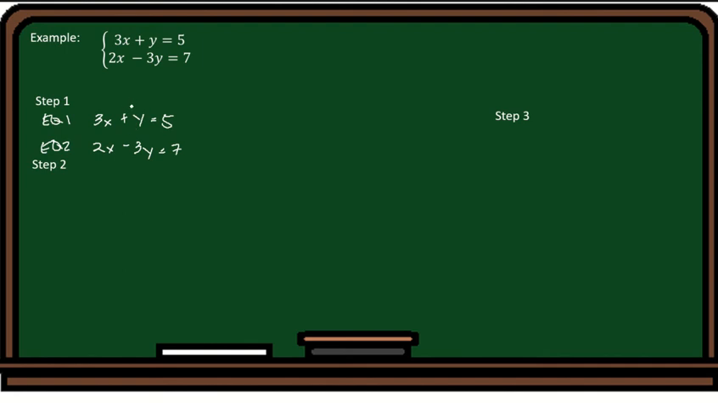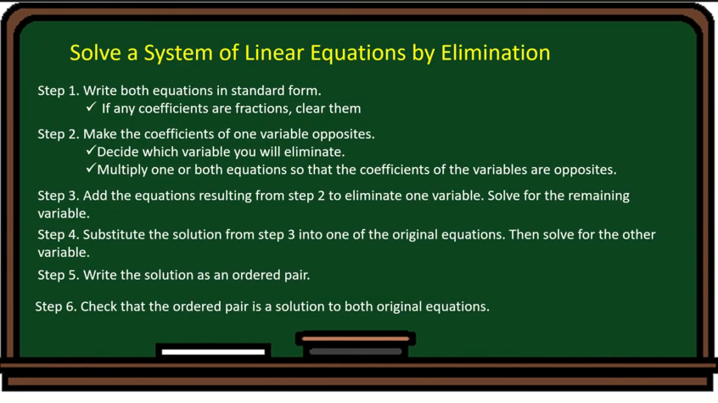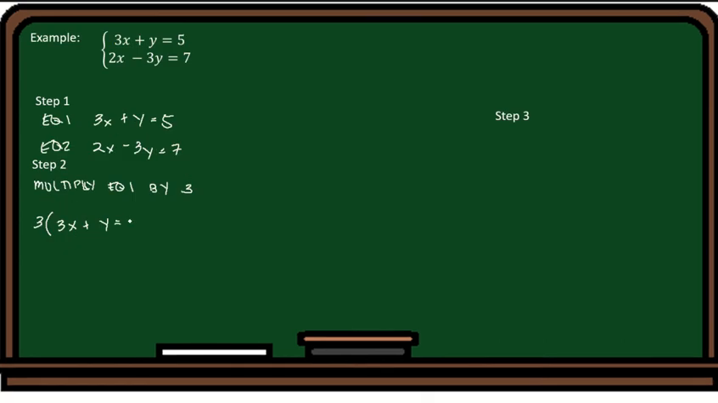So, gagawin nating positive 3 itong y. Paano? We will multiply the whole equation by 3. So, multiply equation 1 by positive 3. So we have 3 times 3x plus y equals 5. So distribute 3 times 3x, that is 9x.